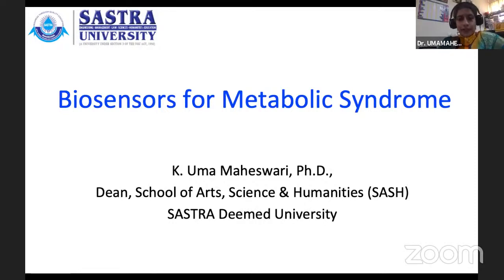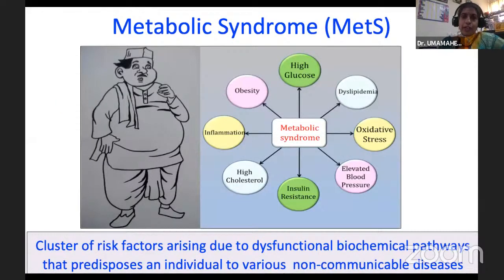So I have chosen a particular topic today at the insistence of my good friend, Dr. Bosco, on metabolic syndrome. So I'm going to talk about some of the sensors that have been developed in our group for detecting some markers of this metabolic syndrome. So before going into the sensor part, first we need to know what is the syndrome, metabolic syndrome.